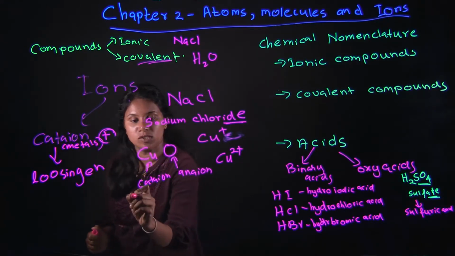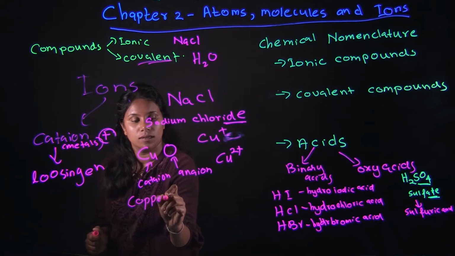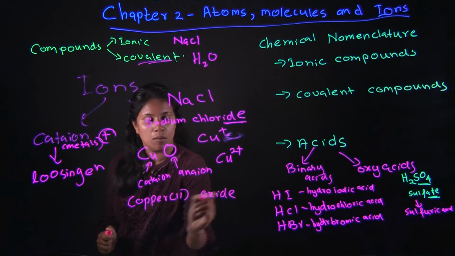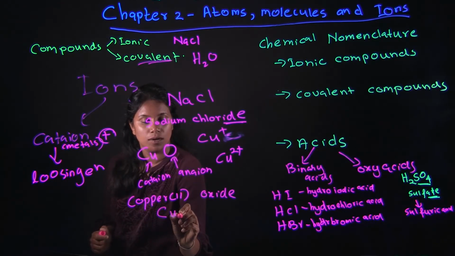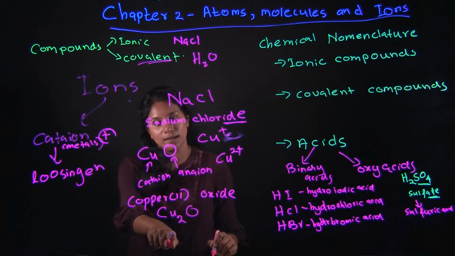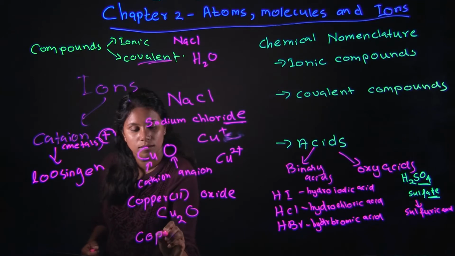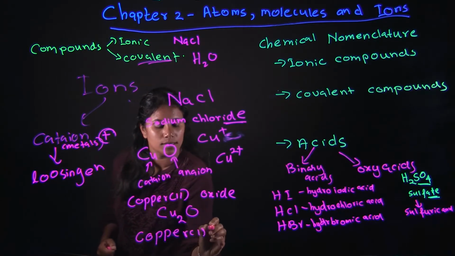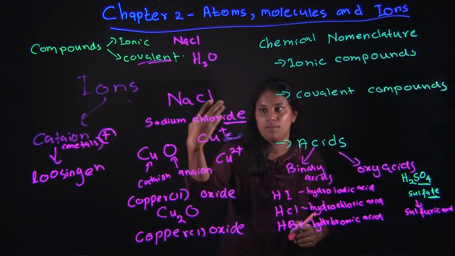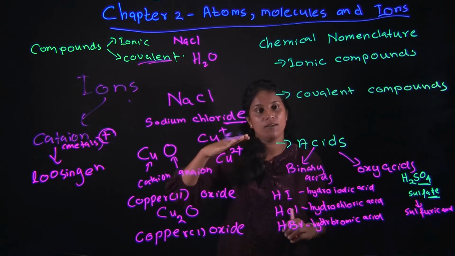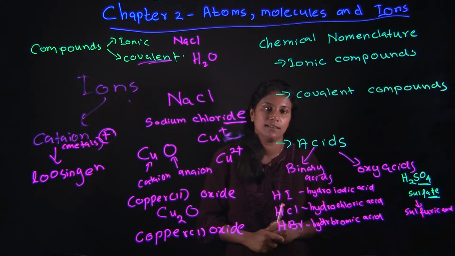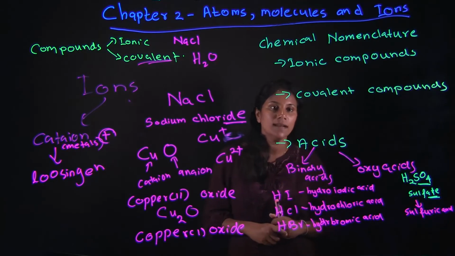So if you have to name this one, you name copper, then in parentheses you write the charge, then oxide. But how do you name this one, Cu2O? That means you need 2 copper ions. This one you name copper(I) oxide. So you need to know the nomenclature for naming ionic compounds made out of metals that form one type of cation and metals that form 2 types of cations. And then we are moving to covalent compounds.